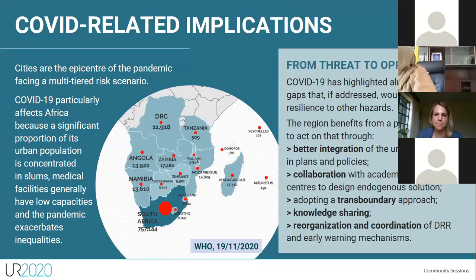Next slide. And then, of course, we get to COVID, the enormous shock that has rattled our existence this year. While the pandemic has created a dangerous multi-tiered risk scenario in the region and put cities at its epicenter, we also see a silver lining. COVID-19 highlights the same existing gaps that the regional assessment identified. If these gaps are tackled as a result of COVID, it would also build resilience to other hazards. Hopefully, we can use the coronavirus experience to motivate further African cities to holistically tackle their vulnerabilities, innovate, and transform to greener, safer, more prosperous, and more resilient urban areas.